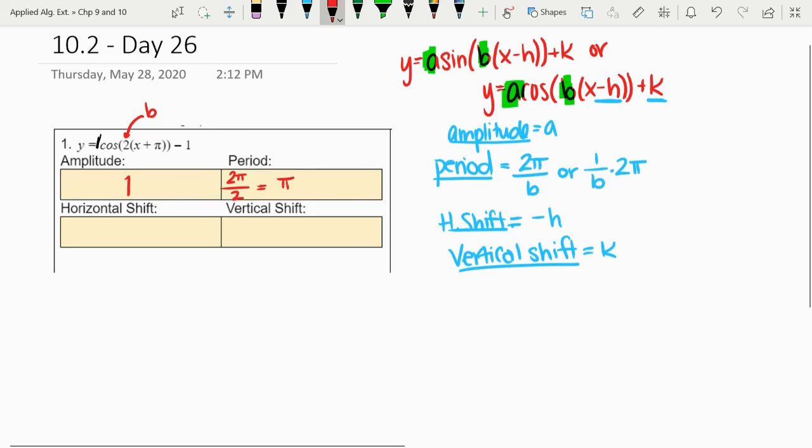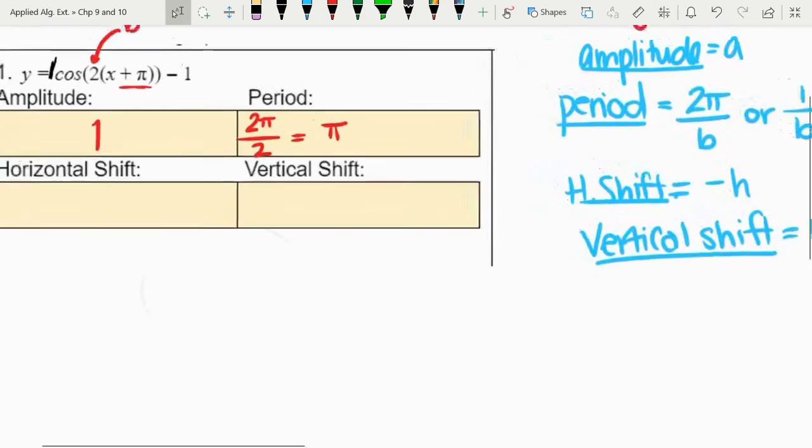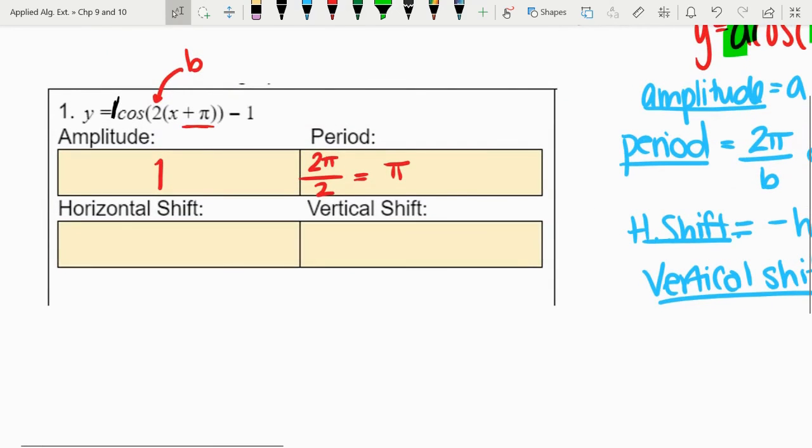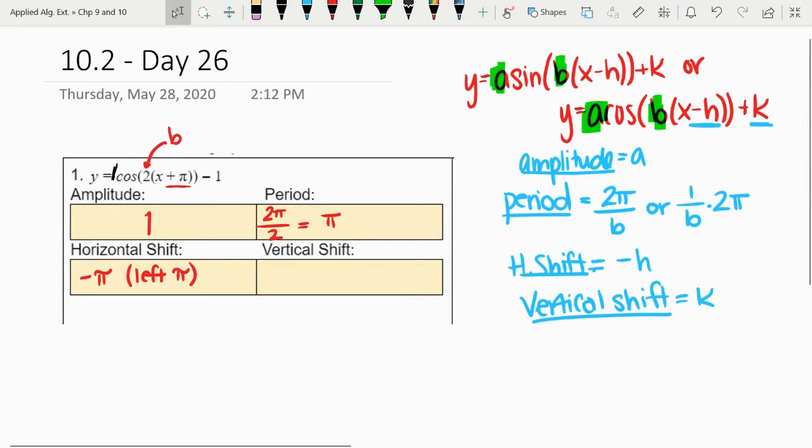The horizontal shift is h, and we switch that sign in here. So this would be negative. So my horizontal shift, we could write here negative pi. Really what that means is that we're moving in the negative direction. So we would move our graph to the left pi units. And we've been scaling our x-axis using pi, so that should work out.